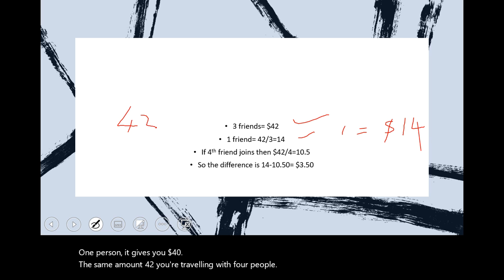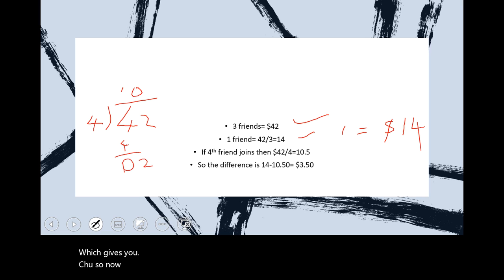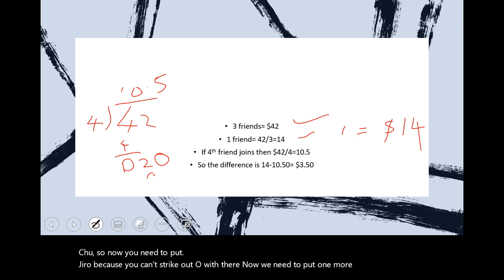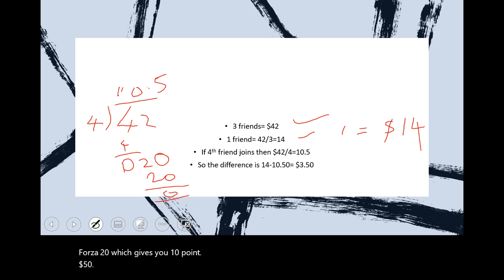Suppose the same amount 42, you're traveling with 4 people. Then you need to divide this 42 by 4, which gives you 2. So now you need to put 0 because you can't strike out 0 there. Now we need to put one more 0 here. So 5 fours are 20, which gives you $10.50.